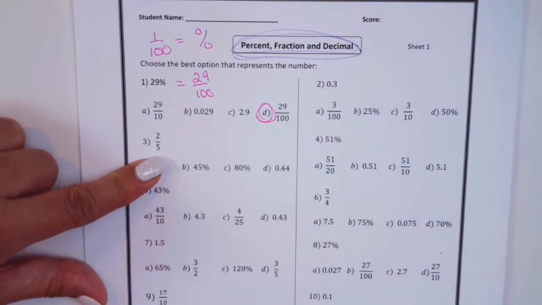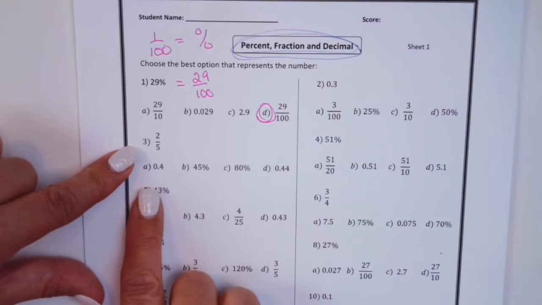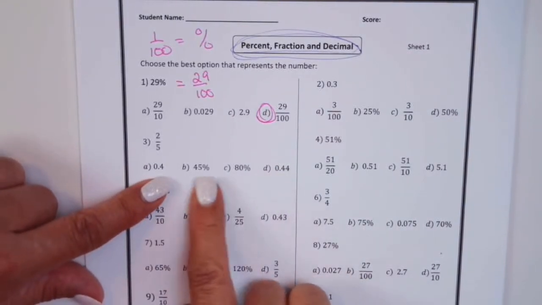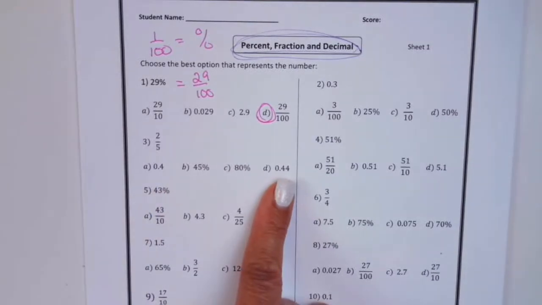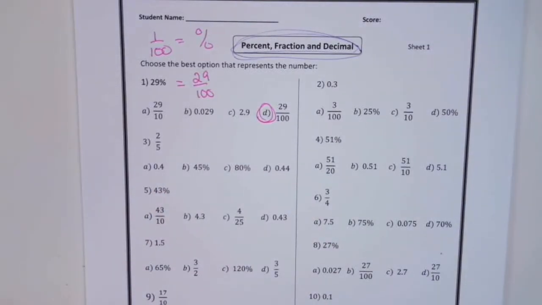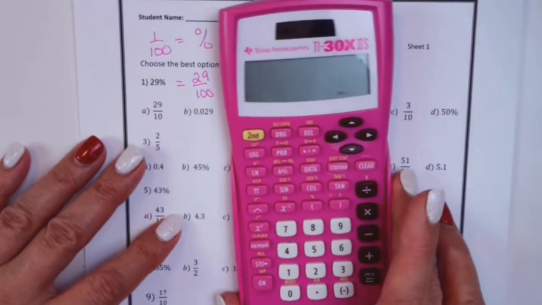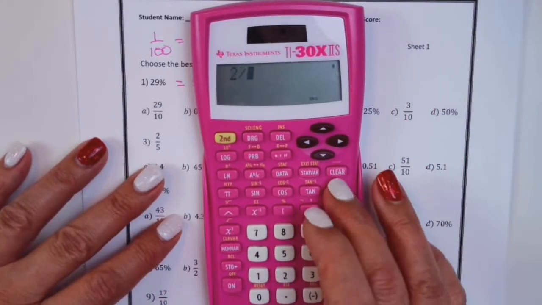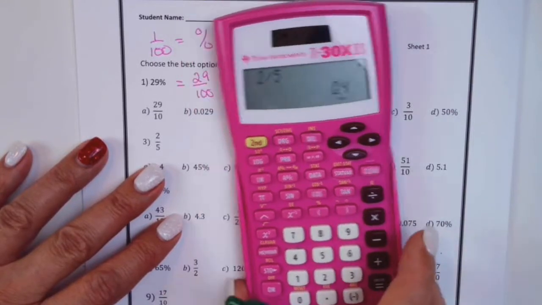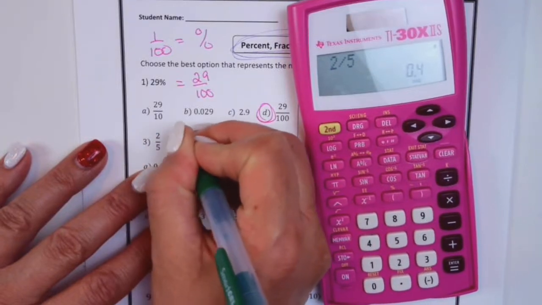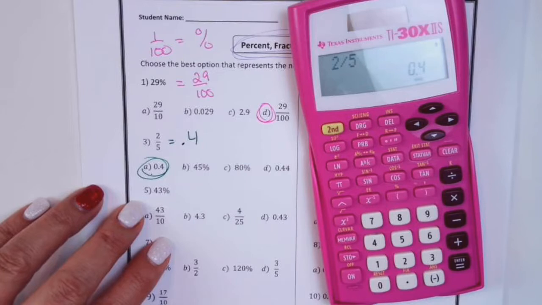Now for 3, we have a fraction that we need to convert either to a decimal or a percent, whichever one is correct. So what we're going to do, there's a couple of ways of doing it. I just recommend taking a calculator and dividing 2 divided by 5, and that is 0.4. So that is 0.4, which means that A is our answer here in this case.